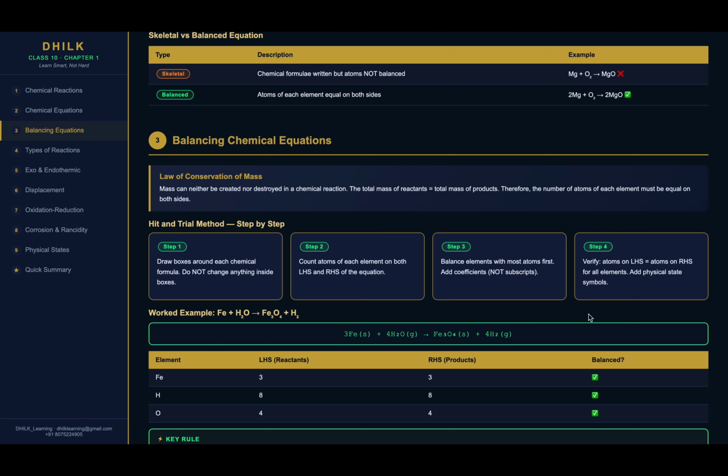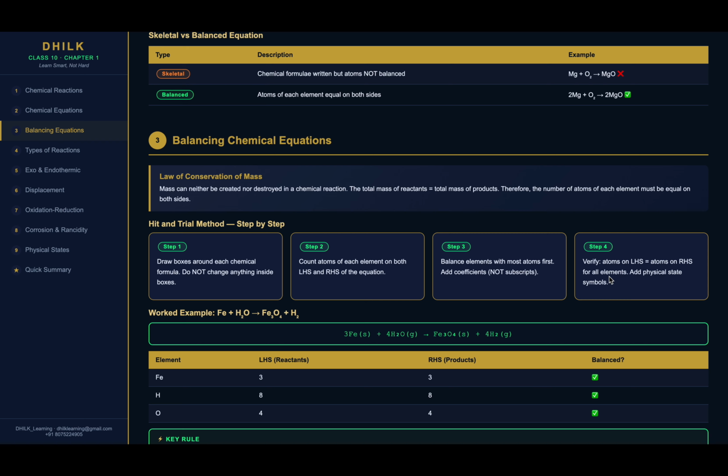And step 5, once balanced, add physical state symbols in brackets after each formula. That we will discuss in later sessions. So first one is write the skeletal formula. Second step is count atoms of each element on both sides, LHS and RHS. LHS means left hand side and RHS means right hand side of the equation. Then the third step is balance elements with most atoms first and add coefficients. Don't change the subscript, you can change only the coefficients. Now the fourth step, verify atoms on LHS and RHS, and LHS must be equal to RHS.